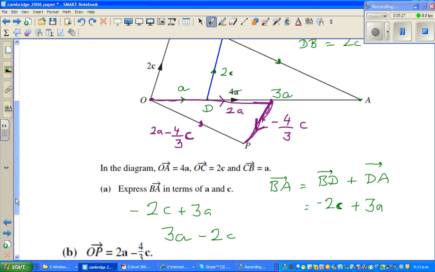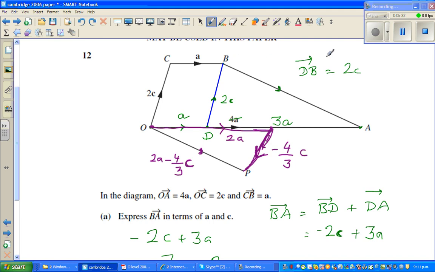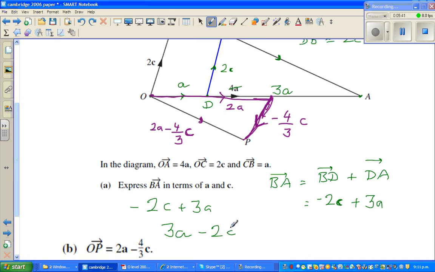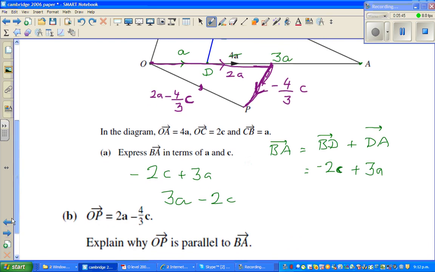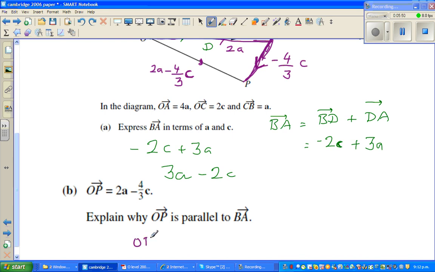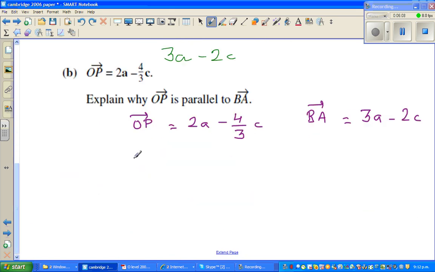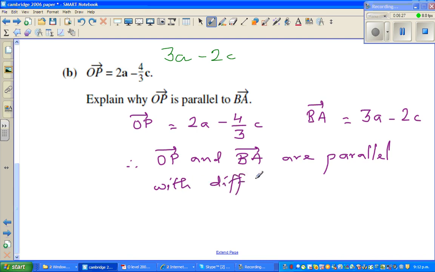But for BA, you have to go a distance of 3A, and then a distance of minus 2C. These two have different magnitudes, but the same direction. OP is 2A minus 4/3 C, and vector BA is 3A minus 2C. Therefore we can say OP and BA are parallel with different magnitudes. See you in the next one.